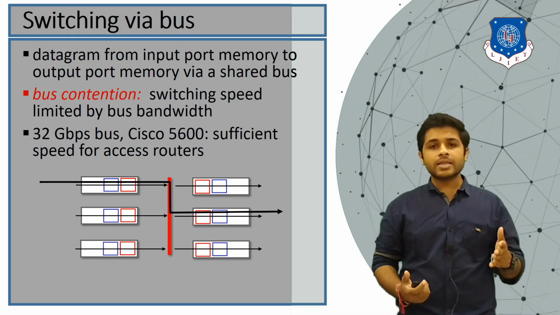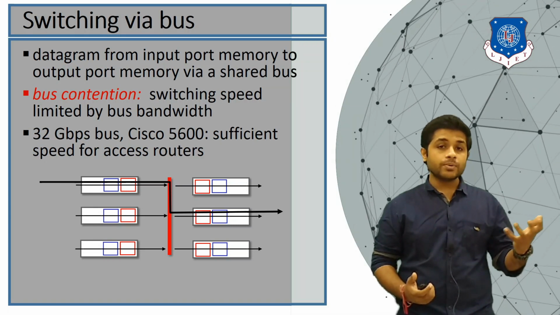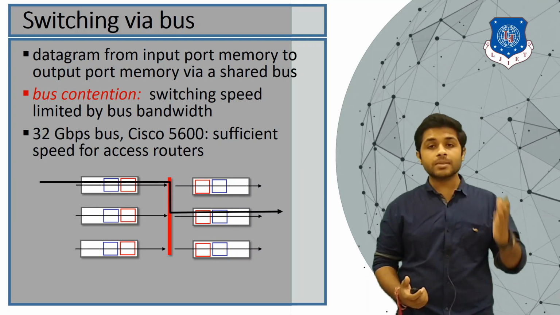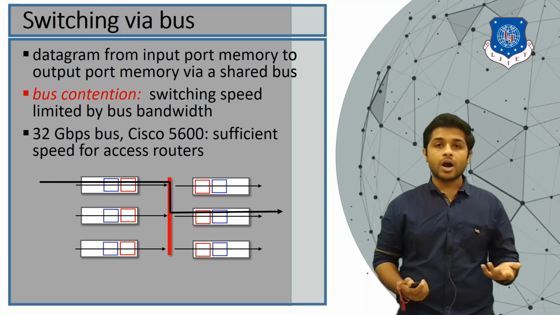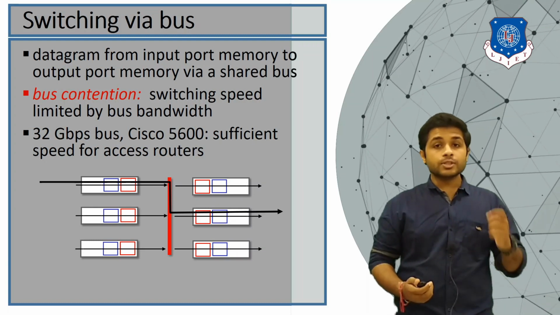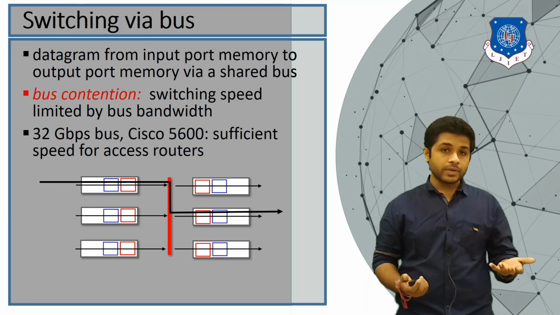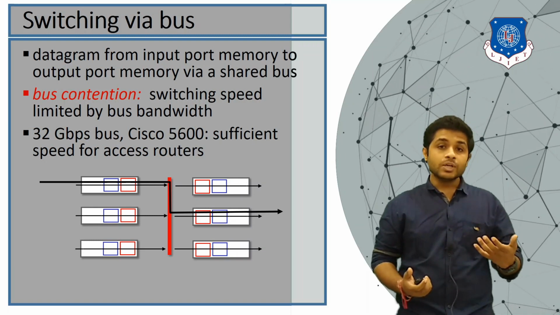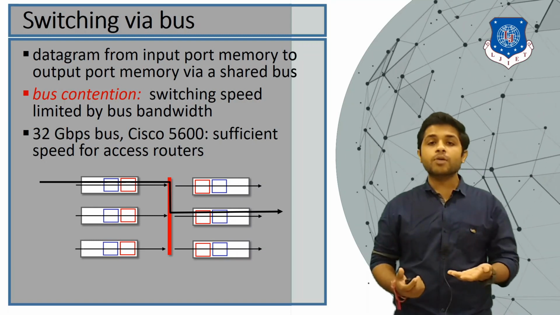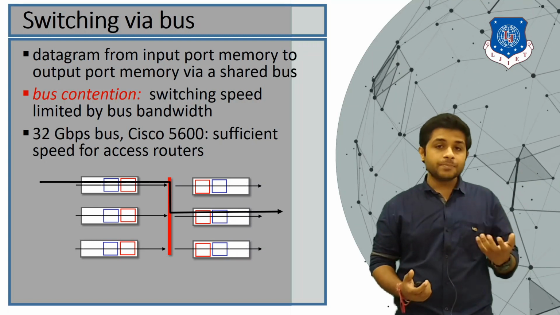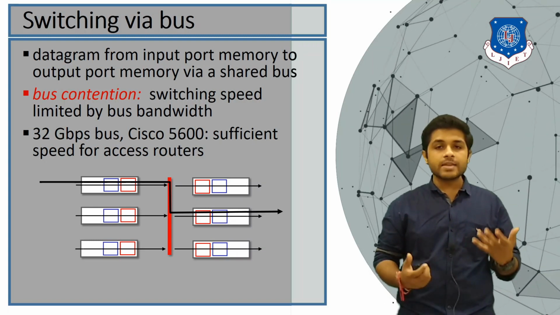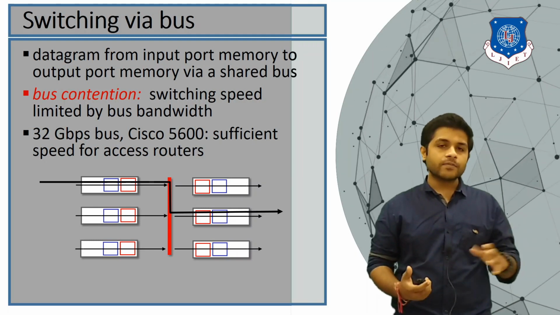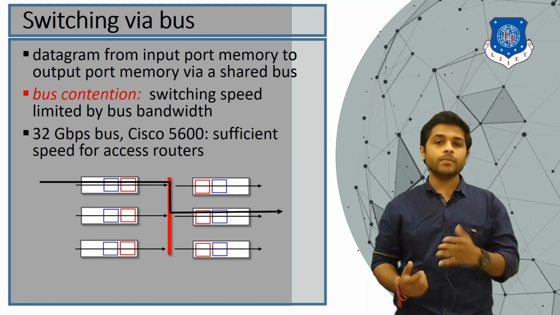Right? So you can see that when the packets are received using the input port, they will be transferred to the bus, and using the bus, the packet can be transferred to the output port. The switching speed is limited by the bus bandwidth. If the bandwidth of the bus is limited, then it will take more time to transfer data from the input port to the output port. If the bus has very high speed, in that case it will be very fast and will take very little time to transfer the data from the input port to the output port.